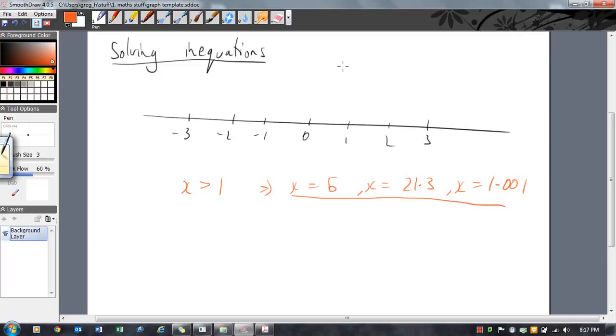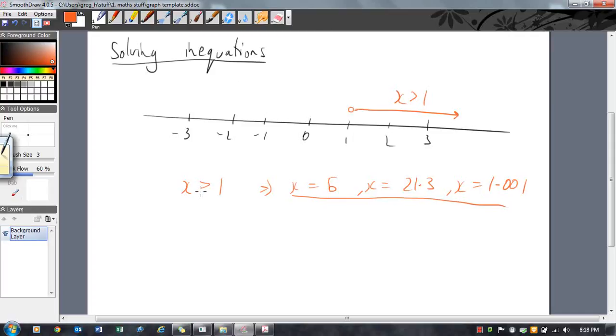The way we draw that on the number line is it's greater than 1 but not equal to 1. So what we do is draw a little circle to show that it doesn't equal 1. And then we just do this arrow like that to show these are the possible values of x. Anything bigger than 1 and forwards. So that's where we write x greater than 1, like that.